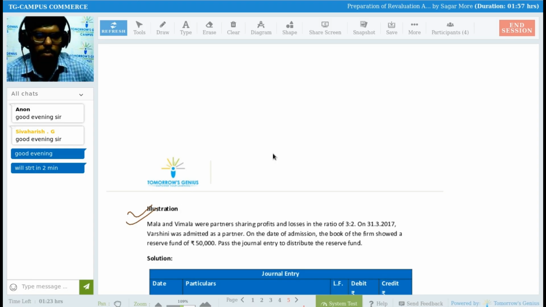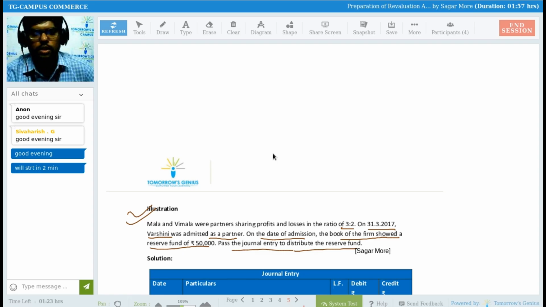Mala and Vimala were partners sharing profits and losses in the ratio of 3:2. On 31st of March 2017, Varshini was admitted as a partner. On the date of admission, the books of the firm showed a reserve fund of rupees 50,000. Pass a journal entry to distribute the reserve fund. Tell me, we have to distribute the reserve fund of 50,000. Which entry do we have to pass, Sadhana?